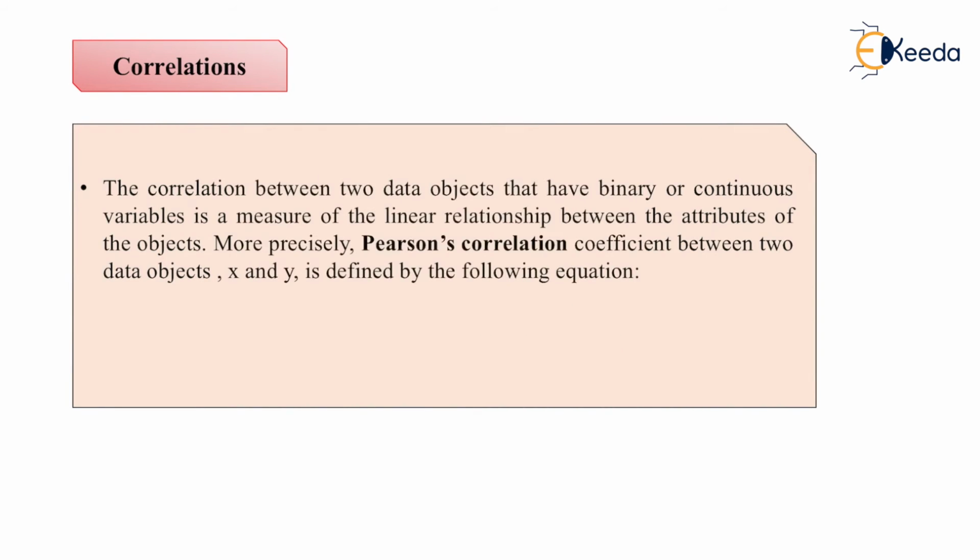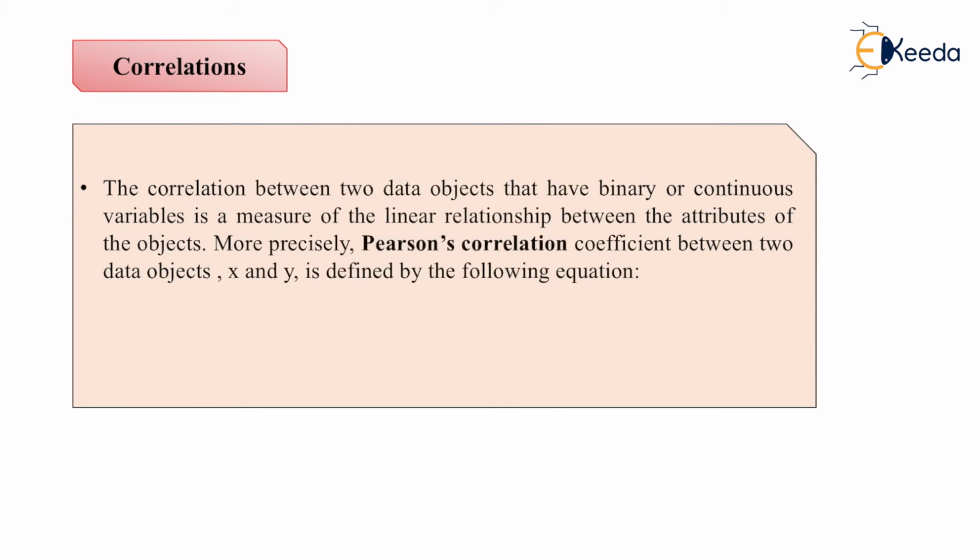Correlation. The correlation between two data objects that have binary or continuous variables is a measure of the linear relationship between the attributes of the objects. More precisely, the Pearson correlation coefficient between two objects x and y is defined by the following equation. What does correlation mean? It is a measure of the linear relationship between two attributes of the objects. So that is called correlation.